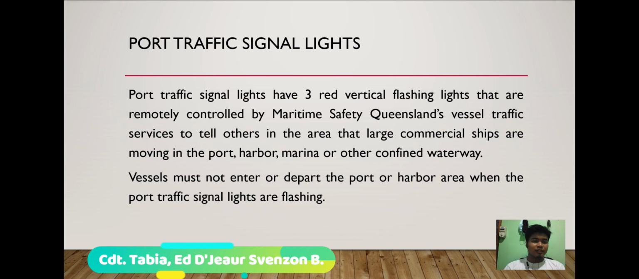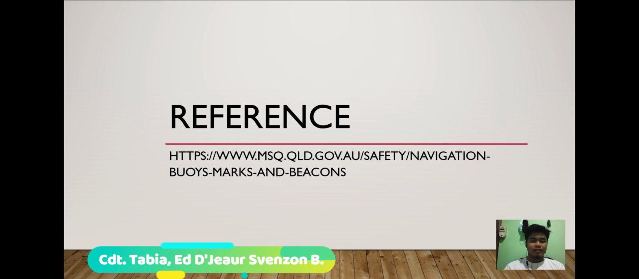For the last one, we have port traffic signal lights. Port traffic signal lights have three red vertical flashing lights that are remotely controlled by Maritime Safety Queensland vessel traffic services to tell others in the area that large commercial ships are moving in the port, harbor, marina, or other confined waterway. Vessels must not enter or depart the port or harbor area when the port traffic signal lights are flashing.